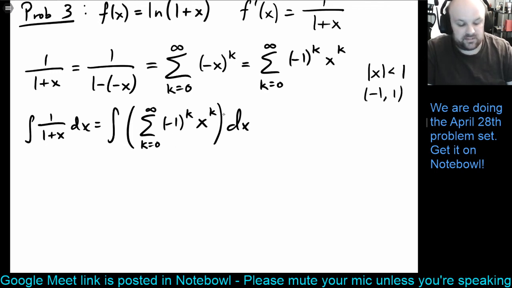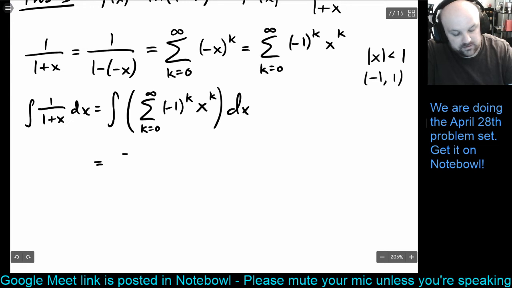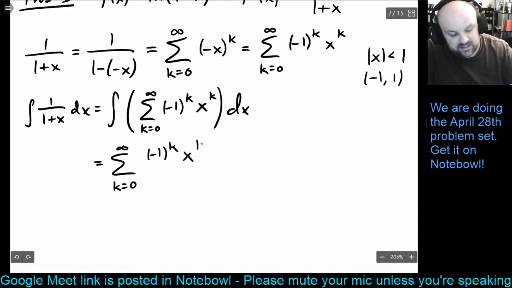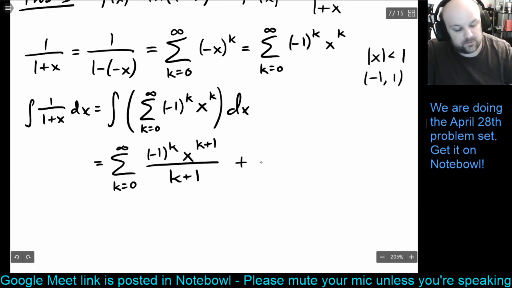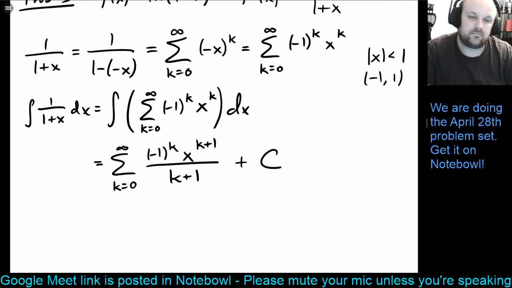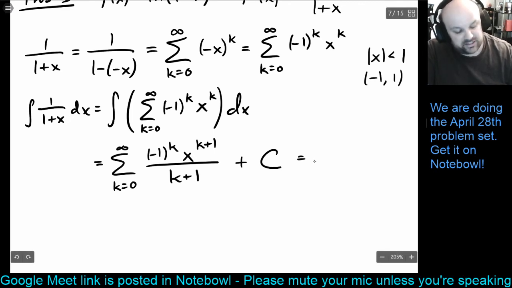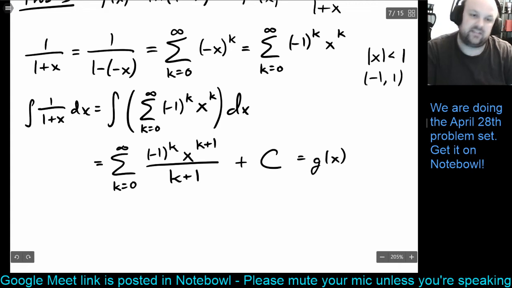Anyway, so let's integrate this. Remember, to integrate a power series, we can just integrate term by term. So this is the sum from 0 to infinity, and we'll get negative 1 to the k, x to the k plus 1 over k plus 1. That negative 1 to the k is irrelevant for the integral because it's just a constant. So we get this, and then of course, plus c.